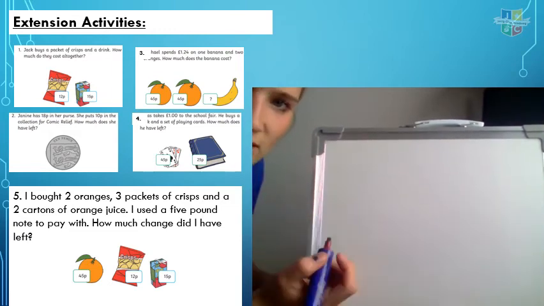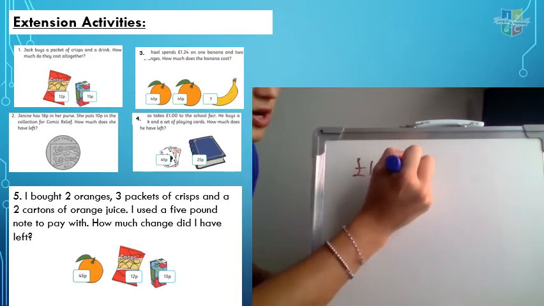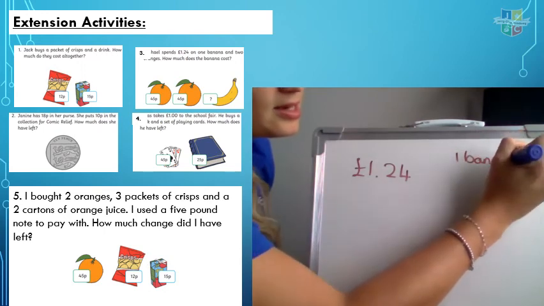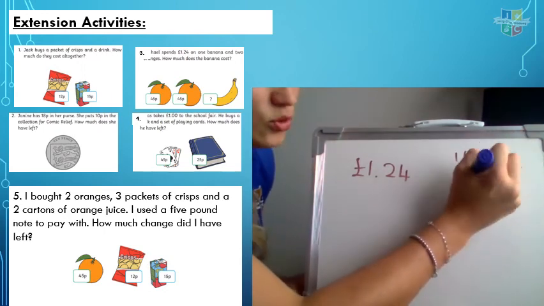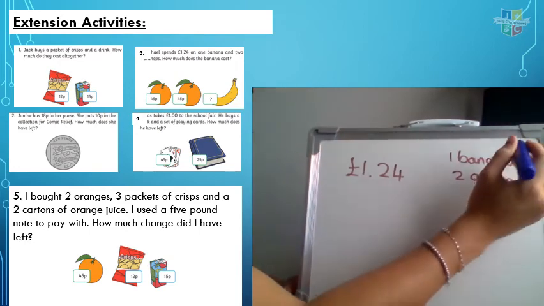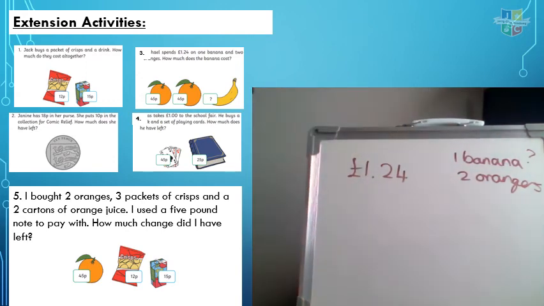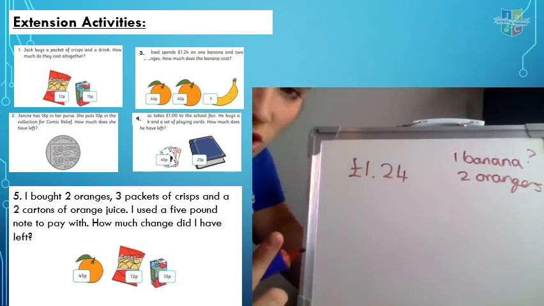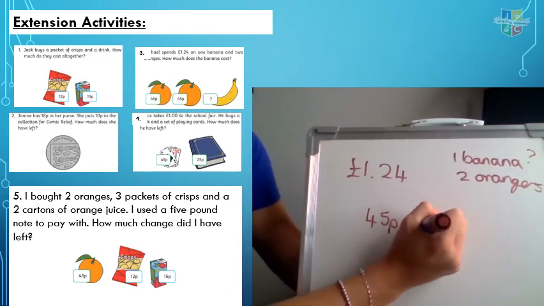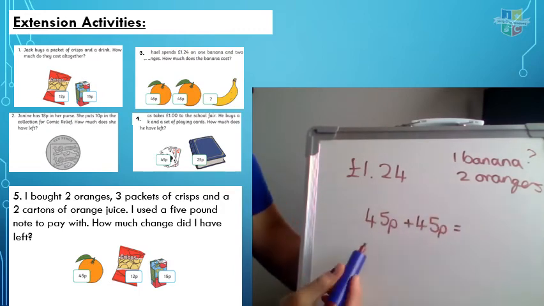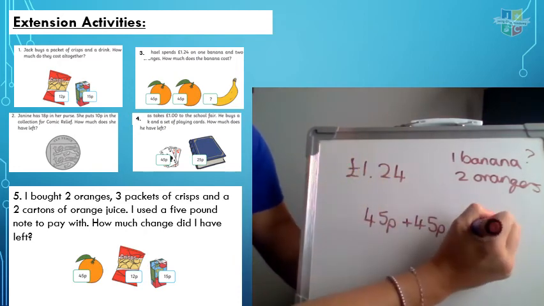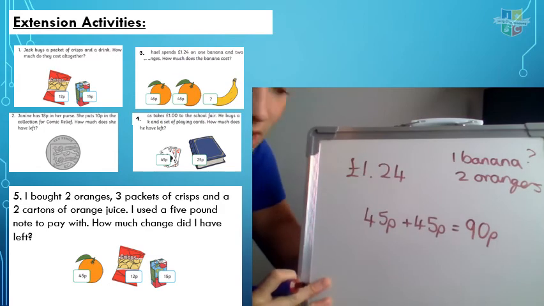Number 3, Michael spends £1.24 on 1 banana, so 1 banana, and 2 oranges. But we don't know how much the banana costs. So what we need to do for this one, we first of all need to work out, we know how much 1 orange costs. So if 1 orange costs 45 pence, I want to know what 2 oranges cost. So 45 and 45. I could do 5 and 5 is 10, 4 and 4 is 8, but remember that's 8 tens plus 1 more 10 is going to be 90 pence. You could have also used column method.